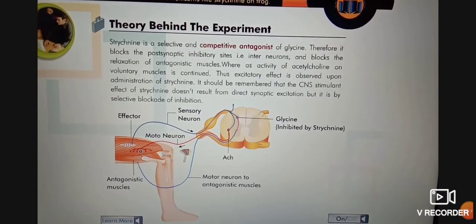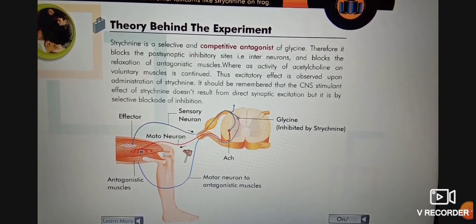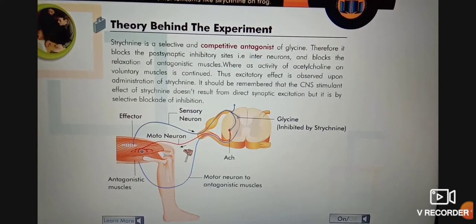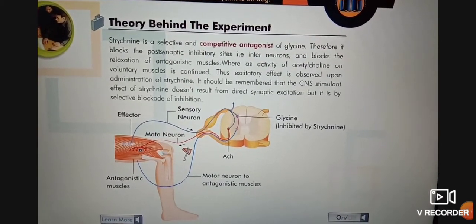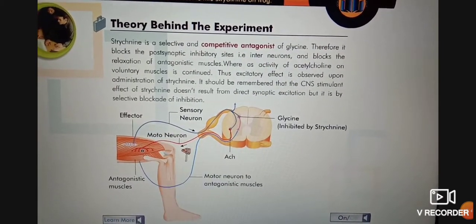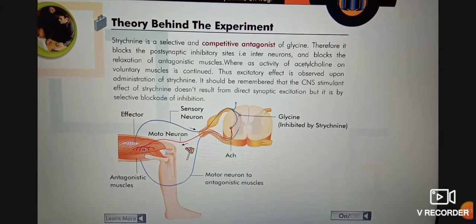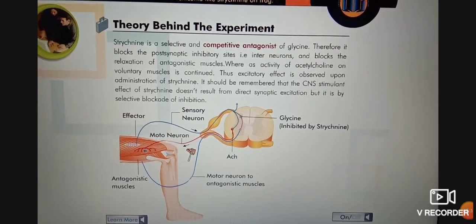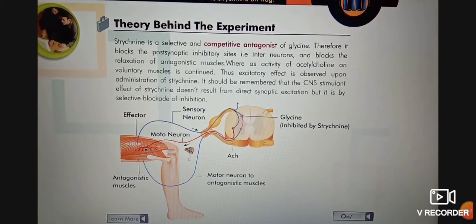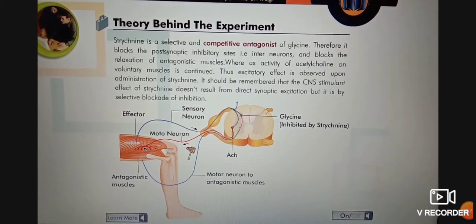And another reflex arc is completed with sensory neuron, interneuron and motor neuron. Okay, so strychnine is a drug we use for this purpose, for the study of that effect. Strychnine is a selective competitive antagonist of glycine. Okay, so this strychnine is a CNS stimulant drug, right?